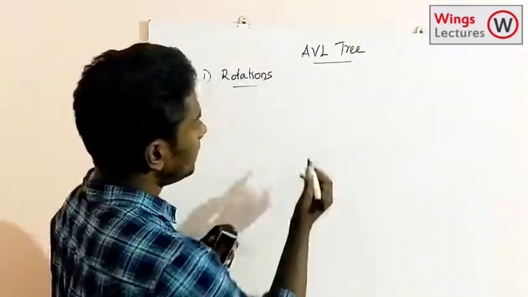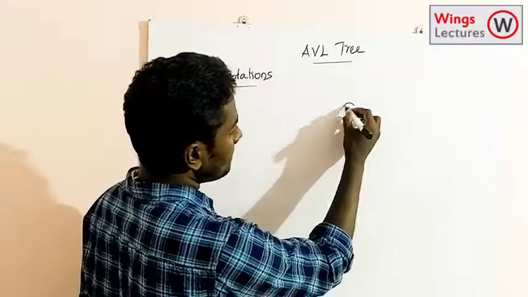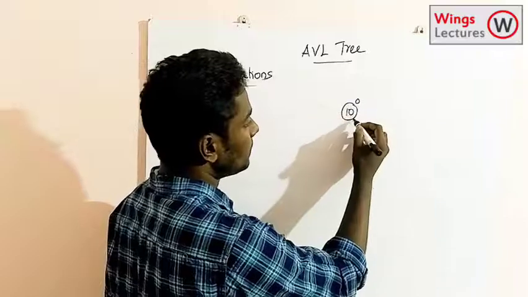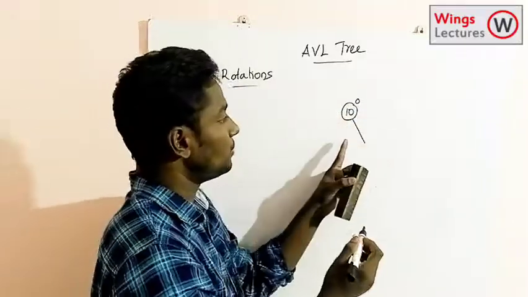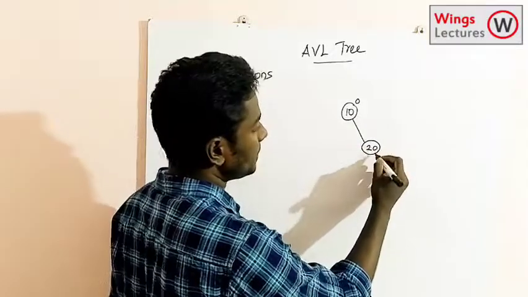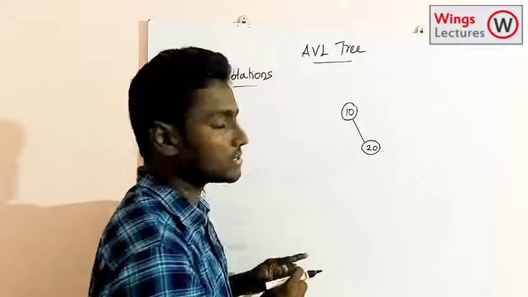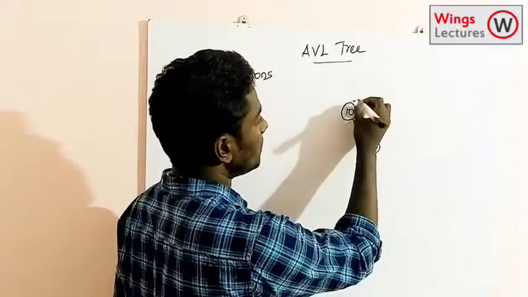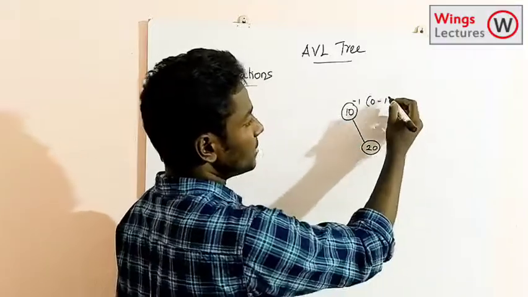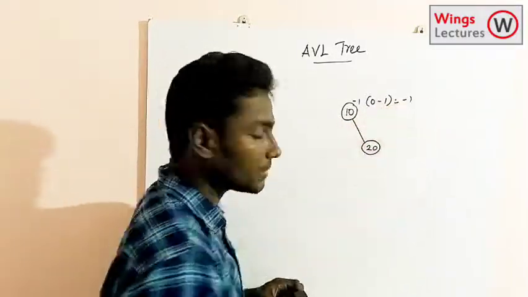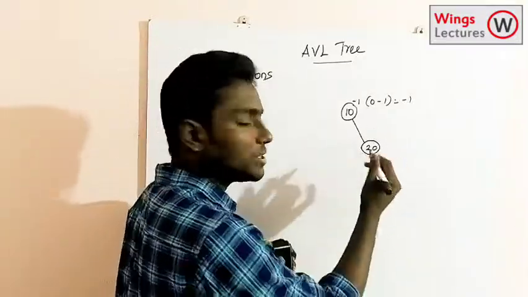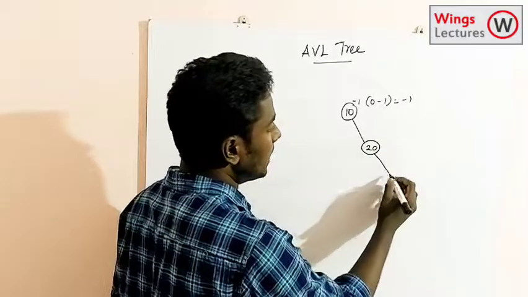For this tree, 10, what is the balance factor? It is 0. I am going to insert new data, 20, in the right subtree of this node. Now what is the balance factor? Minus 1, because the left tree height is 0 and the right subtree height is 1, so it becomes minus 1. Then when I try to insert one more data in the right subtree of this 20, what will happen?